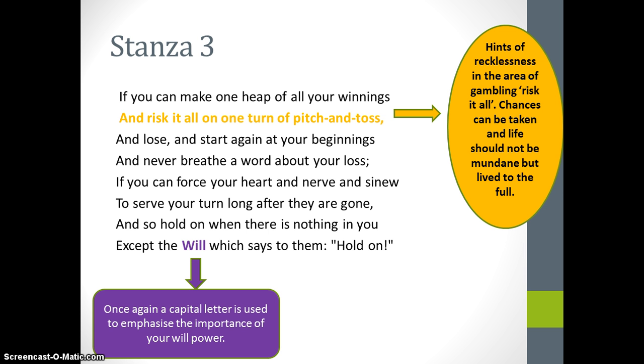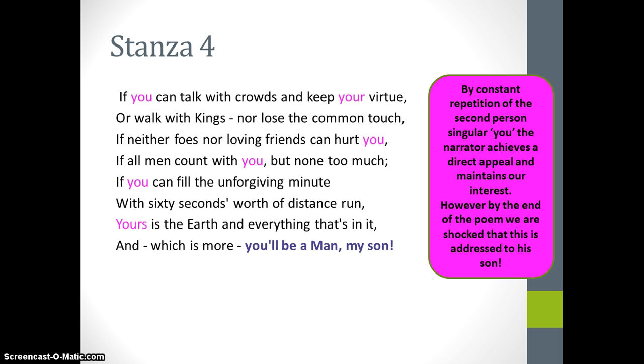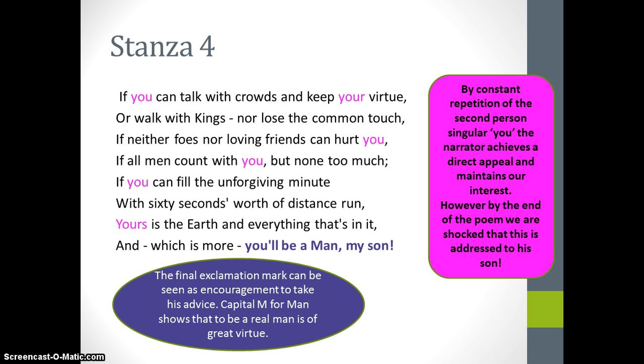Stanza 4. In pink, we can see the underlined "you" or "yours", and this is repetition of the second person singular "you". The narrator achieves a direct appeal and maintains our interest. It's like he's speaking to the reader and the audience. But by the end of the poem, we are shocked that this poem is addressed to his son. And we can see "you'll be a Man, my son", and there's an exclamation mark, which can be seen as encouragement to take his advice.